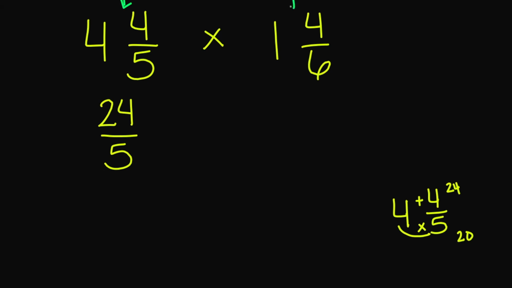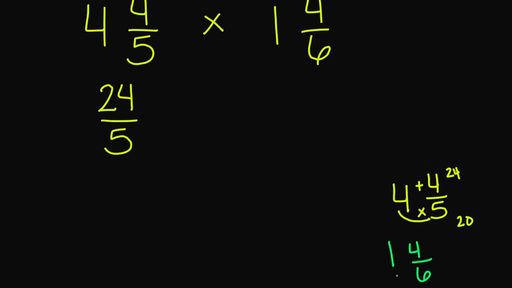Now let's look here, 1 4/6. We have 1 times 6. This is going to give us 6. Plus 4 is going to give us 10. So your improper fraction is going to be 10 over 6.